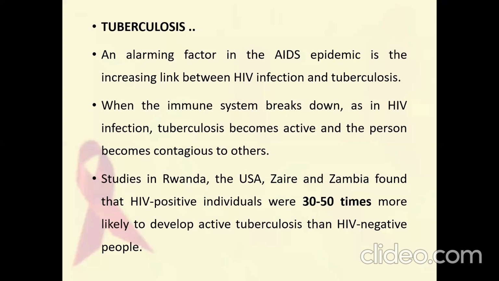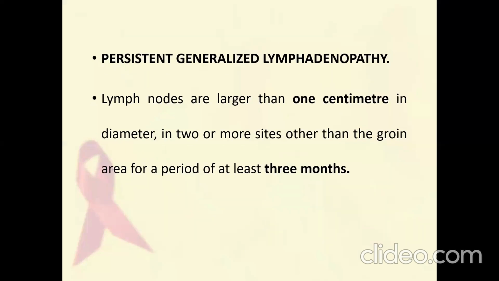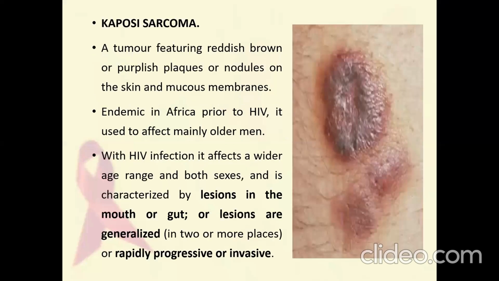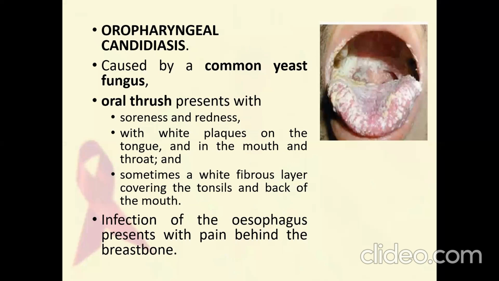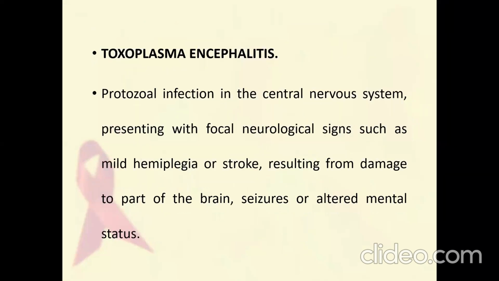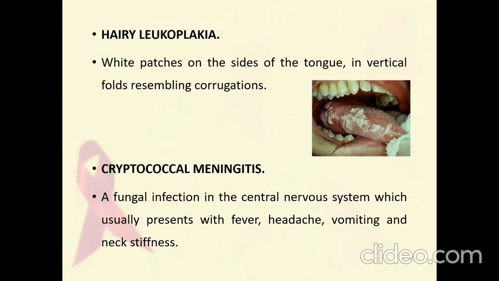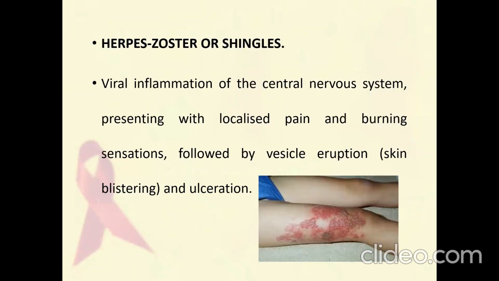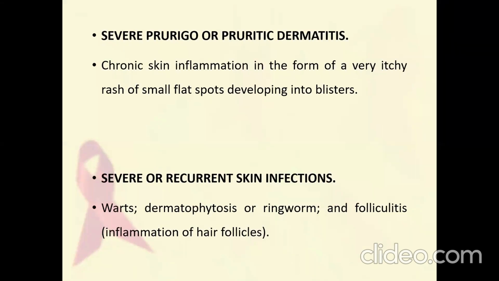Common opportunistic infections during AIDS in the last stage are tuberculosis, persistent generalized lymphadenopathy, Kaposi sarcoma, oropharyngeal candidiasis, also called oral thrush, which is a common yeast fungus, cytomegalovirus retinitis, which can lead to blindness, Pneumocystis carinii pneumonia, toxoplasma encephalitis, hairy leukoplakia, cryptococcal meningitis, herpes zoster, severe prurigo or pruritic dermatitis, and severe or recurrent skin infections like warts, dermatophytosis, ringworm, and folliculitis.